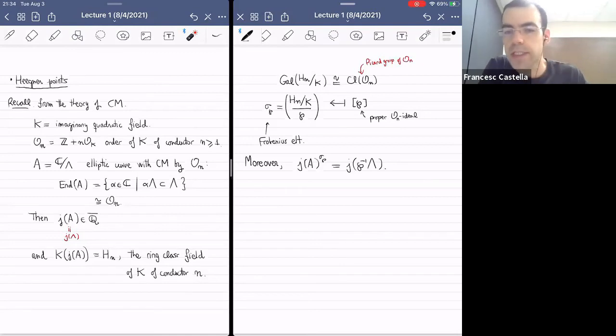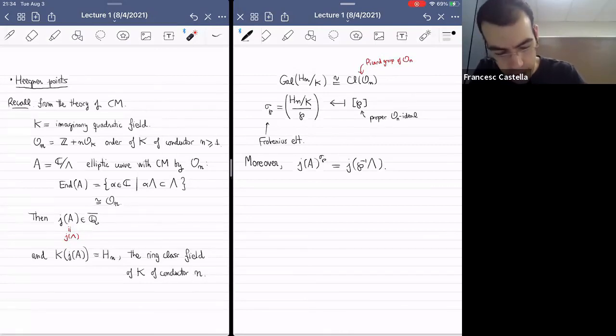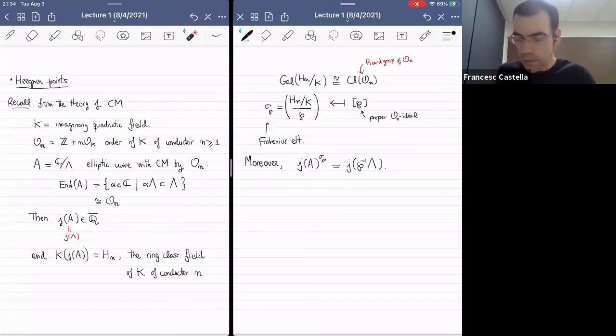So for all these elliptic curves with CM by O_n, there is an action of the class group of the order on this set of isomorphism classes of elliptic curves with CM by O_n, and this action is simply transitive. Well, it's one of the results of the theory of CM. So this is what we're going to need from the theory of CM.